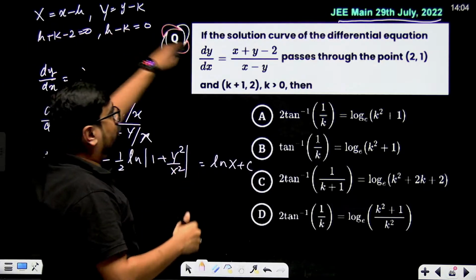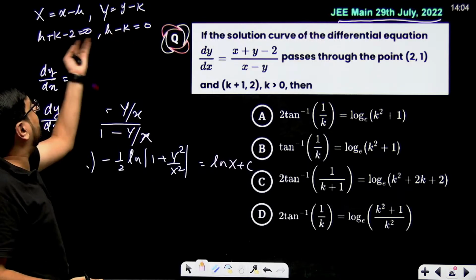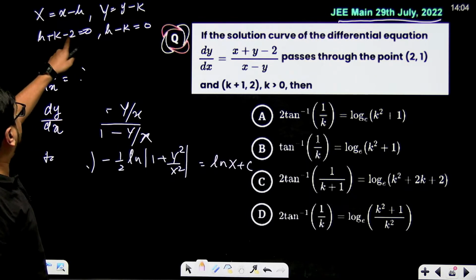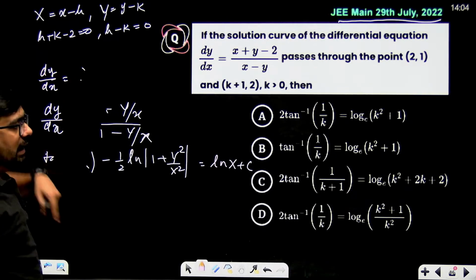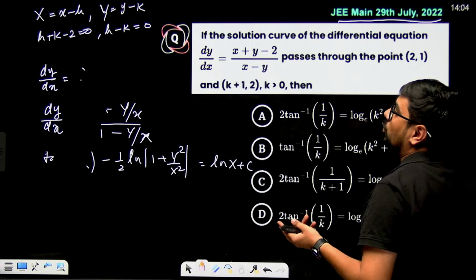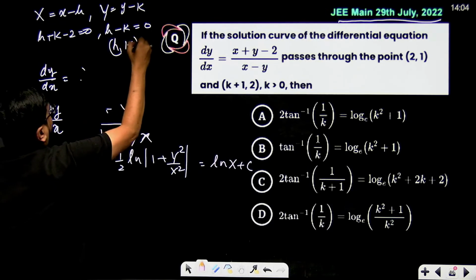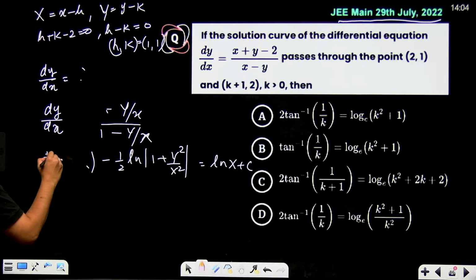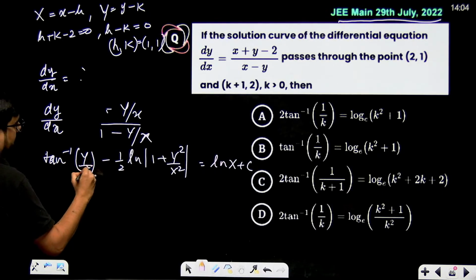Solve these two equations and find the values of h and k directly. h equal to k, so 2k equal to 2, so k equal to 1, h also equal to 1. h and k both are equal to 1. When we substitute, what happened? Tan inverse of capital Y by capital X.